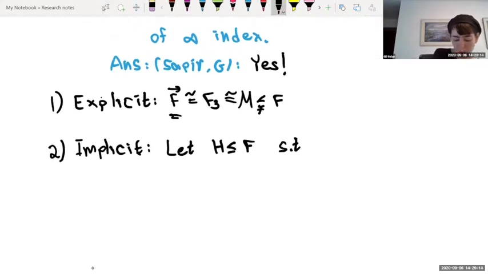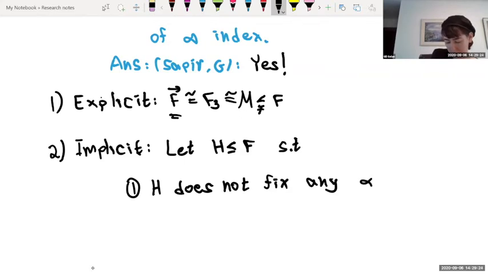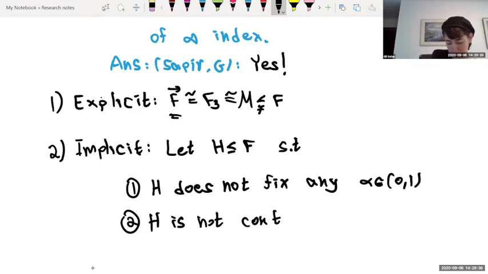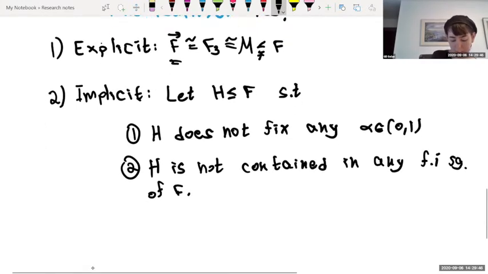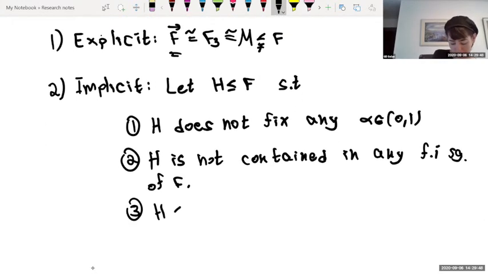Okay, so first of all, assume that H doesn't fix any number. So H does not fix any number alpha in the interval 0, 1. And secondly, assume that H is not contained in any proper finite index subgroup of F. And finally, assume also that H itself is a proper subgroup of F. Okay?